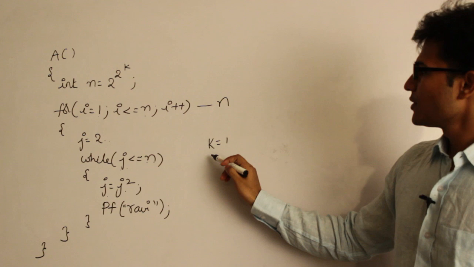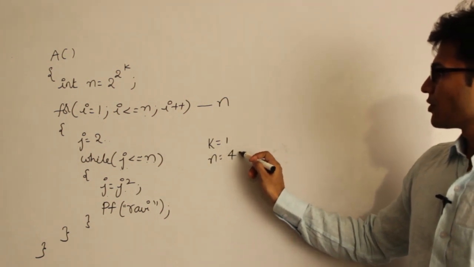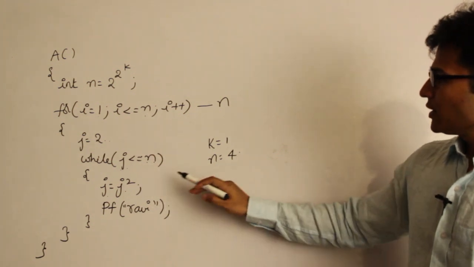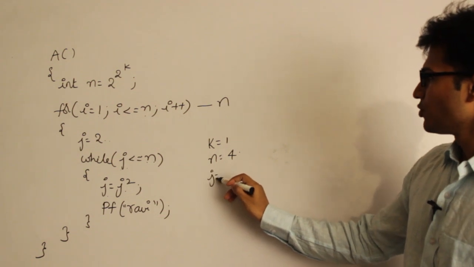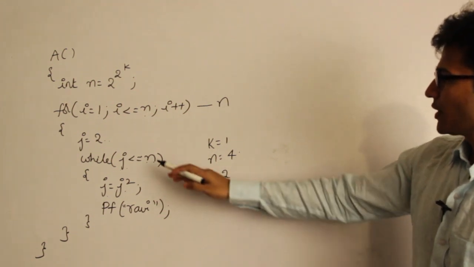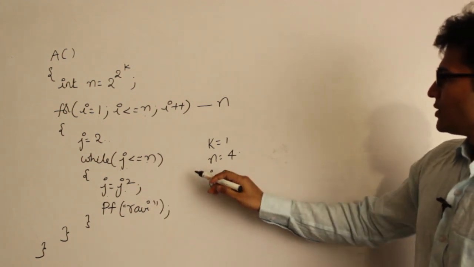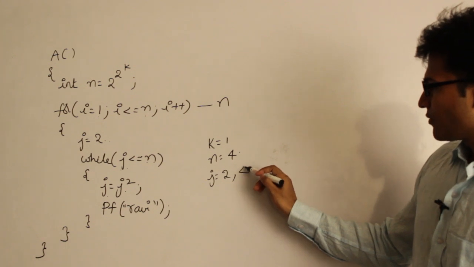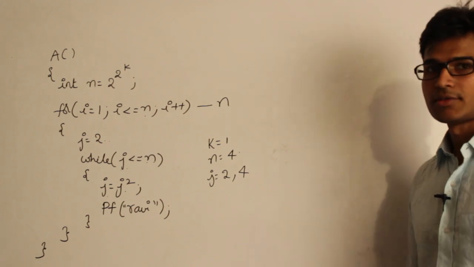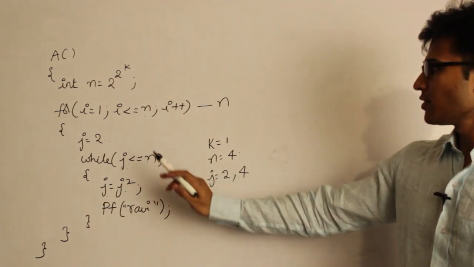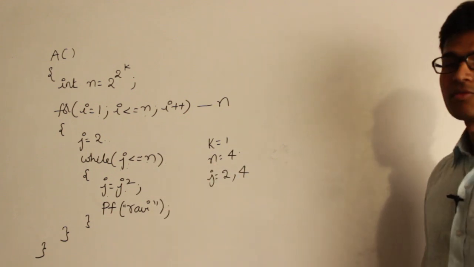For k equal to 1, what is the value of n? The value of n is 2 power 2, which is 4, right? Then how many times will this loop be entered? Initially j equal to 2 and j is less than 4. Yes, j is less than 4, therefore it will be entered. And then next time j equal to j square, which means j equal to 4. Then is j less than or equal to n? Yes, true. Why? Because j equal to 4 is less than or equal to 4, which means the second time it will get entered and printf will get printed.